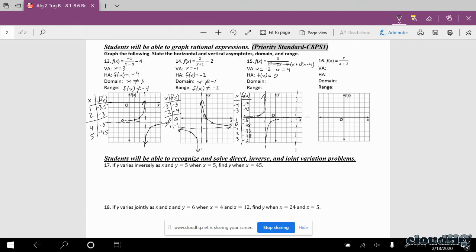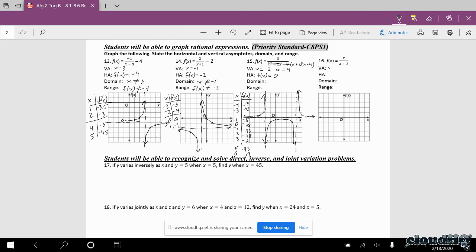So we end up with something like so. And then to the right of 4, plug in 5 and 6, get 0.43 and 0.19. So it looks like so.